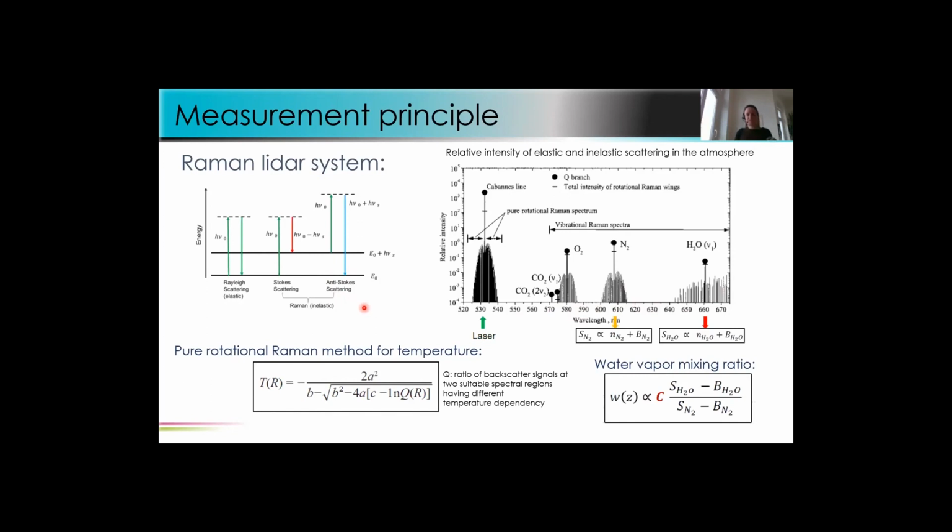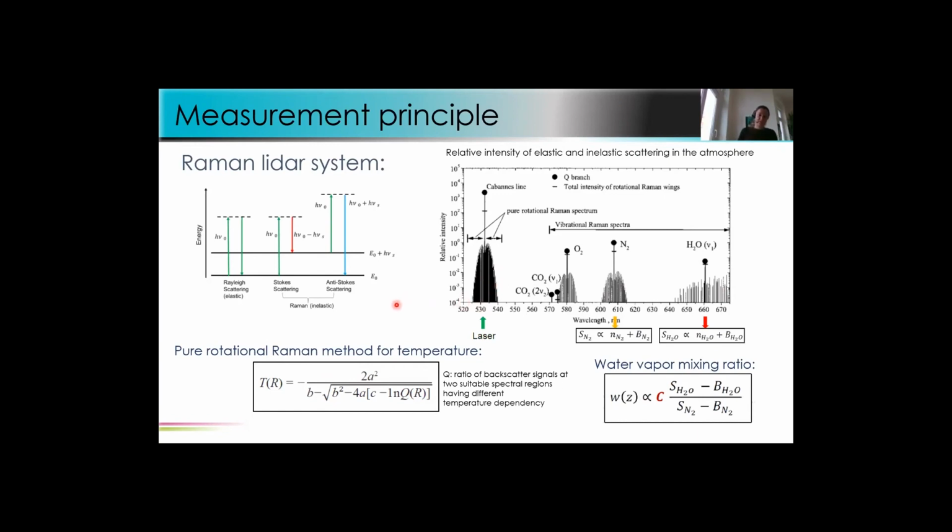So the backscatter coefficient shown in the lidar equation by Simona before must be replaced by the Raman backscatter coefficient, which is proportional to the number of scattering molecules. And from this information, water vapor mixing ratio can be obtained using the ratio between the signal from water vapor and nitrogen, where the constant C is a calibration constant that can be obtained from radiosonde profiles. Additionally to water vapor mixing ratio, it's possible to measure temperature profiles that can be derived from the pure rotational Raman spectrum, using the ratio of scattered signals at two suitable spectral regions having different temperature dependency.